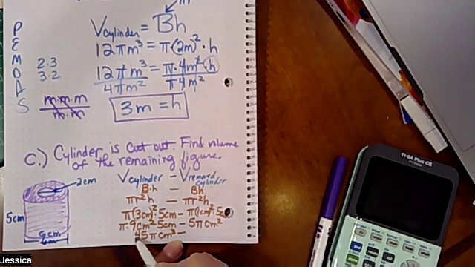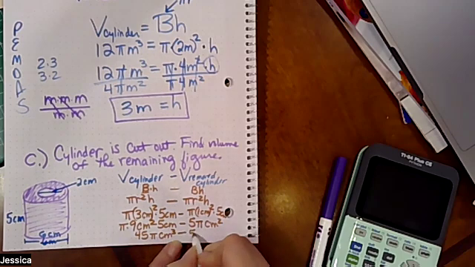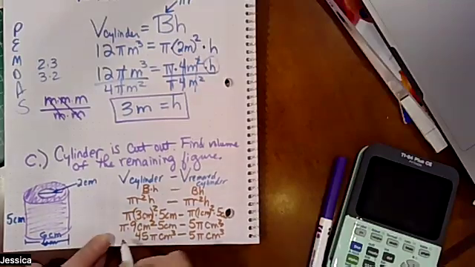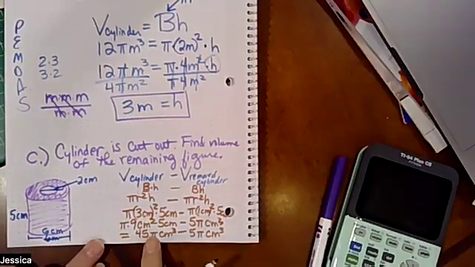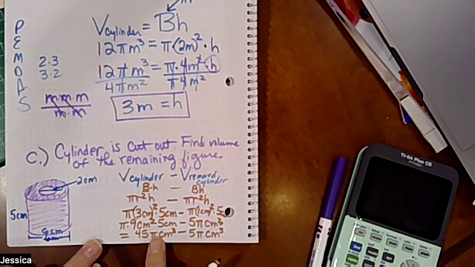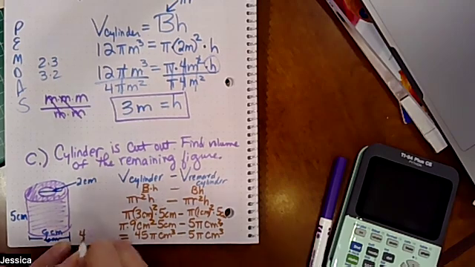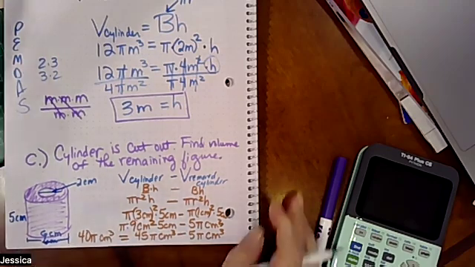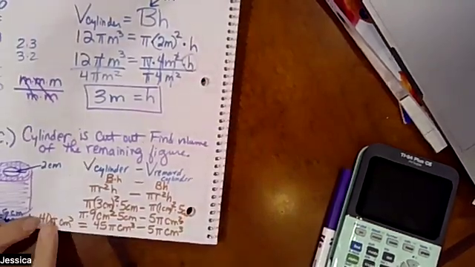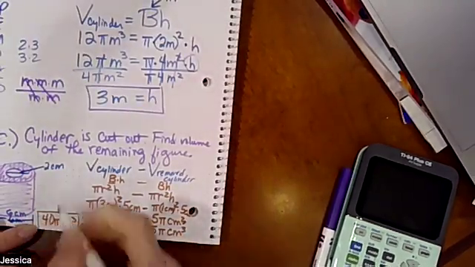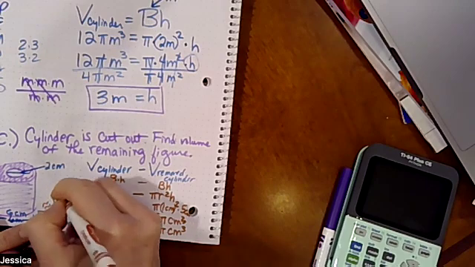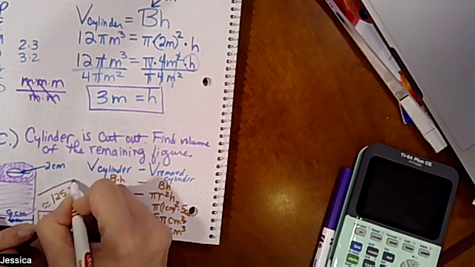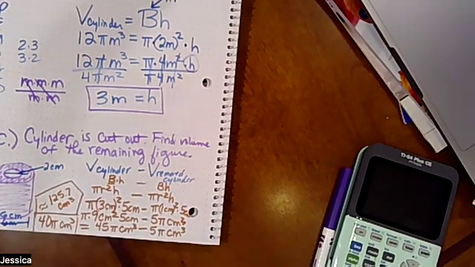Okay, so we have 45 pi centimeters cubed minus 5 pi centimeters, oops, that's supposed to be cubed, equals, let's go over here. Think of this like terms. 45 pi minus 5 pi is 40 pi centimeters cubed, okay? And if you put that in your calculator, I mean, that is lovely, but that's also approximately 125.7 centimeters cubed. So either one of those is correct.